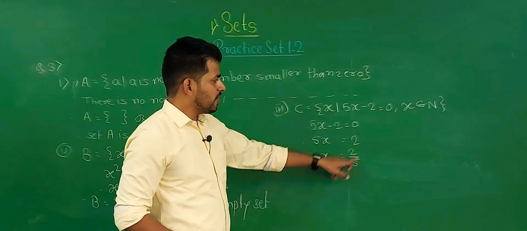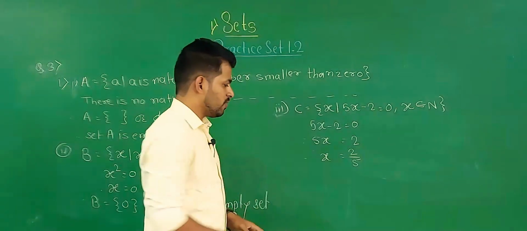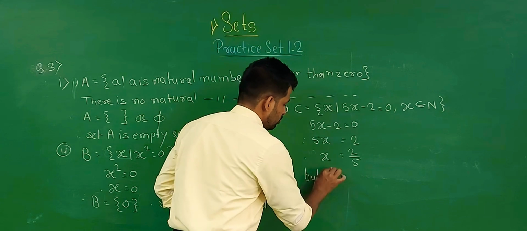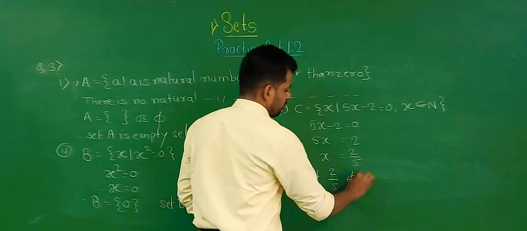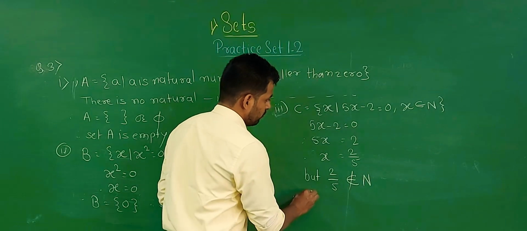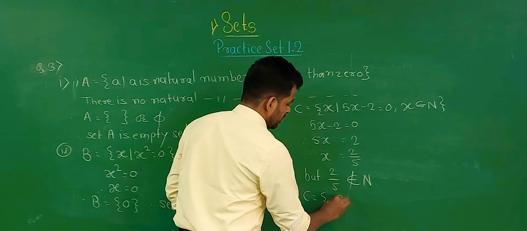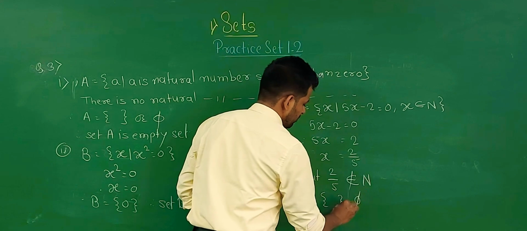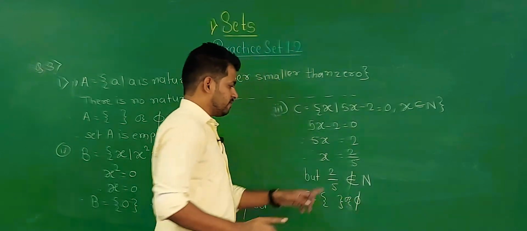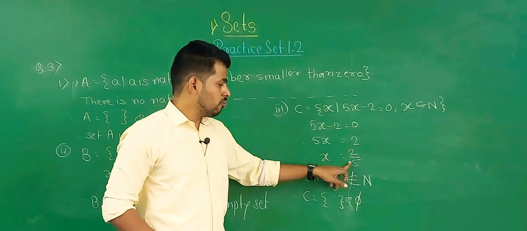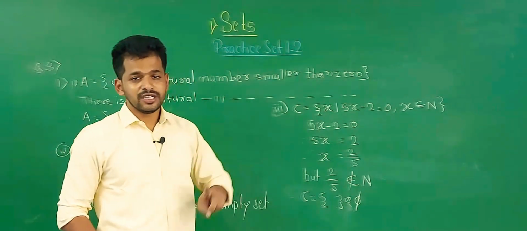Okay, but 2 upon 5 is not an element of the natural numbers. Not an element of the natural numbers. Therefore C is equal to the empty set, or phi. Understand? Okay, no doubt the value of x is 2 upon 5, but 2 upon 5 is not a natural number.